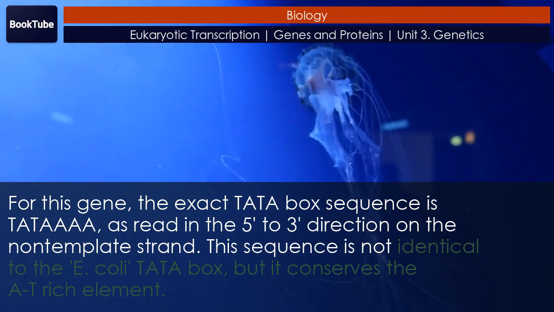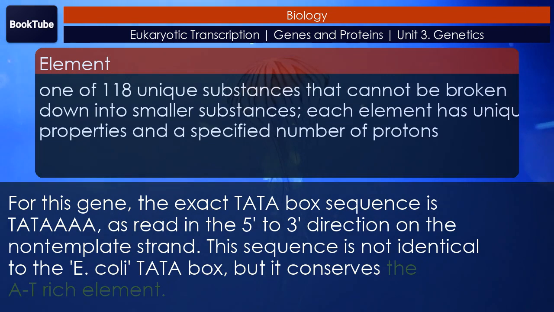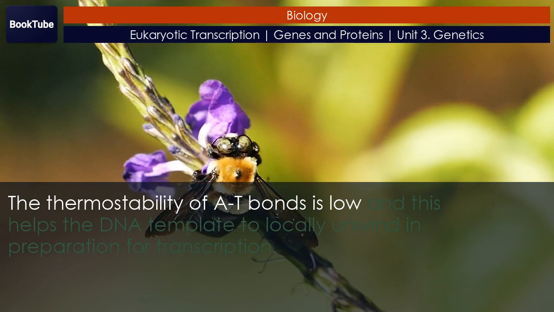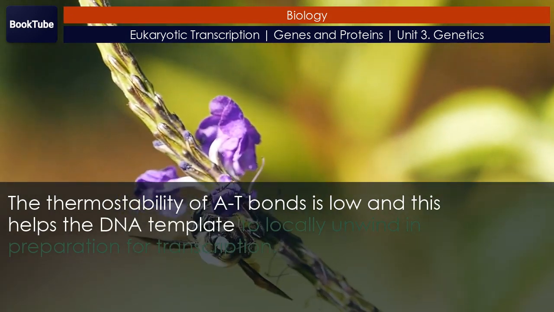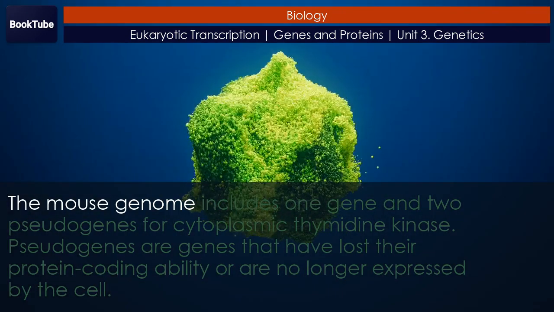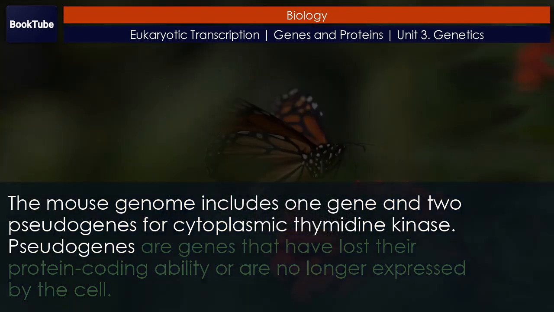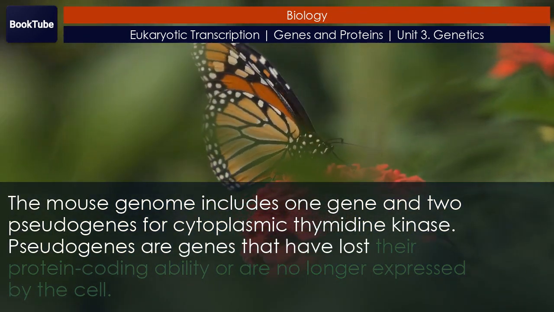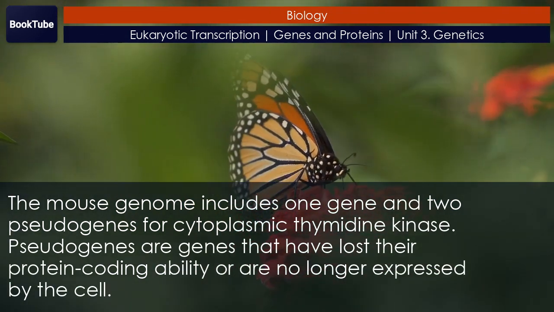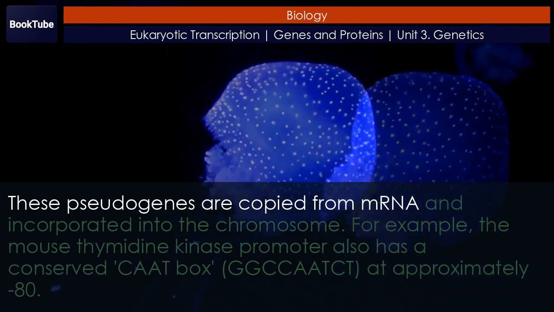This sequence is not identical to the E. coli TATA box, but it conserves the AT-rich element. The thermostability of AT bonds is low, and this helps the DNA template to locally unwind in preparation for transcription. The mouse genome includes 1 gene and 2 pseudogenes for cytoplasmic thymidine kinase. Pseudogenes are genes that have lost their protein coding ability or are no longer expressed by the cell. These pseudogenes are copied from mRNA and incorporated into the chromosome.